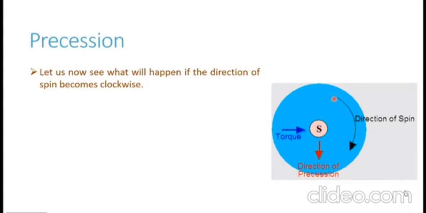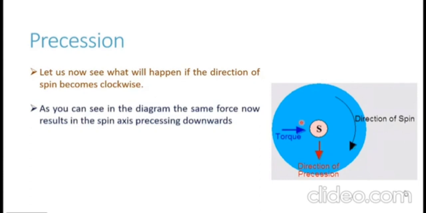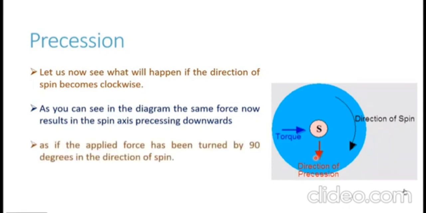So the direction of spin in this case is reversed. You see the direction of spin is clockwise. The force being applied is the same. Now when you apply the force in the horizontal plane, it is going to turn by 90 degrees in the direction of spin. So this blue vector is going to spin 90 degrees clockwise. Once it spins 90 degrees clockwise, it will be pushing the spin axis vertically downwards, and that is how the spin axis is going to move. The same force now results in the spin axis precessing downwards.